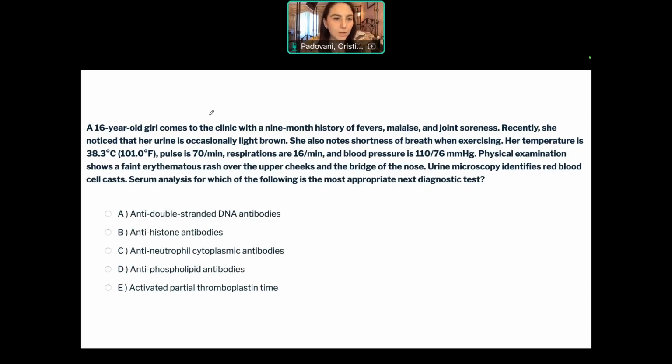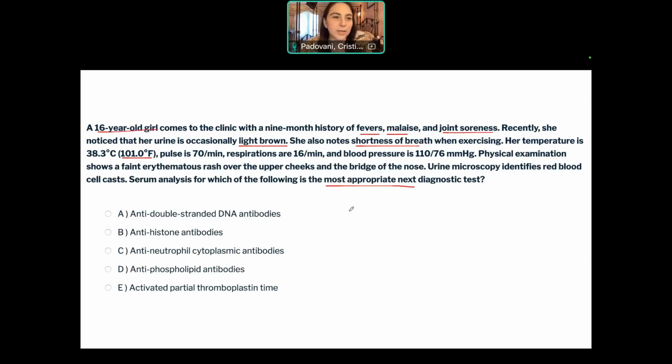All right. Pause here. Serum analysis for which of the following is the most appropriate next diagnostic test? We have a 16-year-old girl who comes to the clinic with a 9-month history of fevers, malaise, and joint soreness. Recently, she noticed her urine is occasionally light brown. This tells me there is some sort of blood in the urine. She also notes shortness of breath when exercising. Her temperature is elevated, so she has a fever.